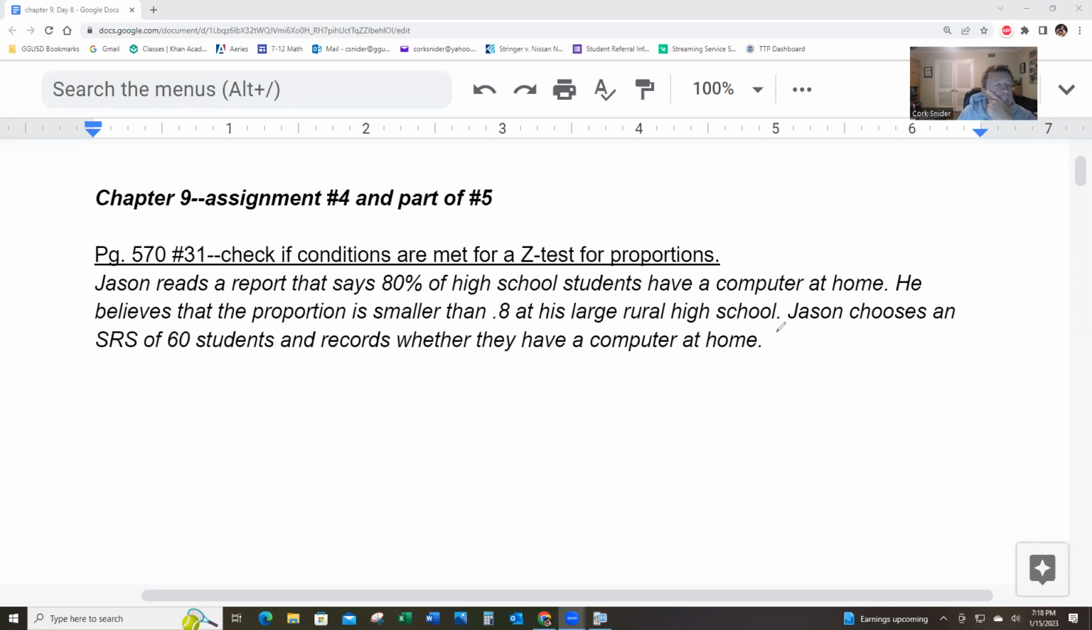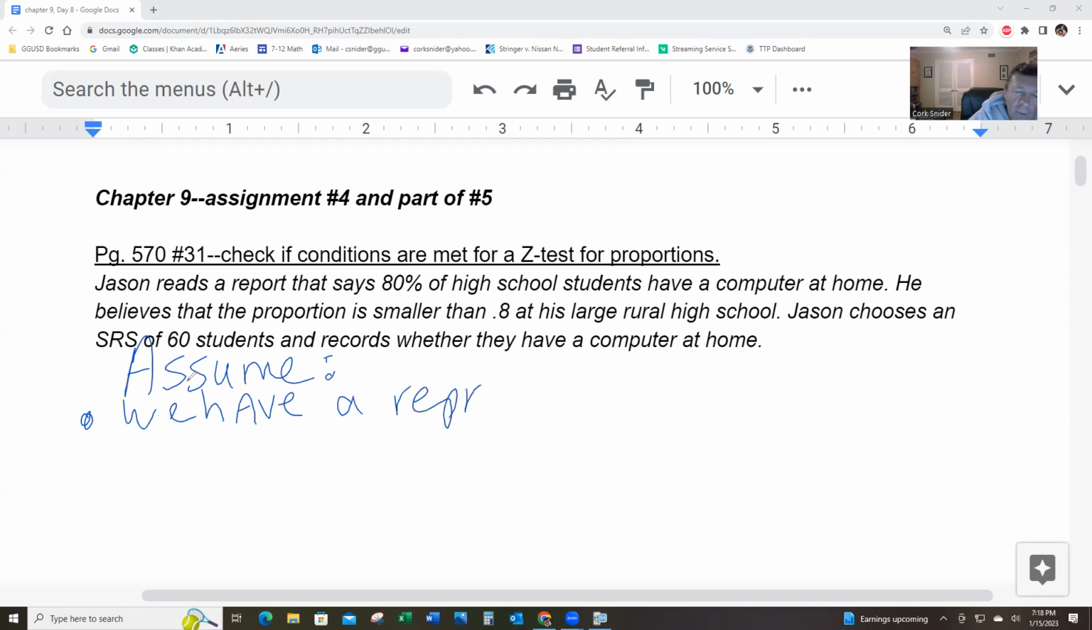All right, so the conditions, remember the acronym SPIN. And I'm going to write what I usually do. I'm going to write assume the following. That's all you need to do, assume a couple things. One is the S. Is this a representative sample? I have no idea how he collected his data. So I'm going to assume we have a representative sample.